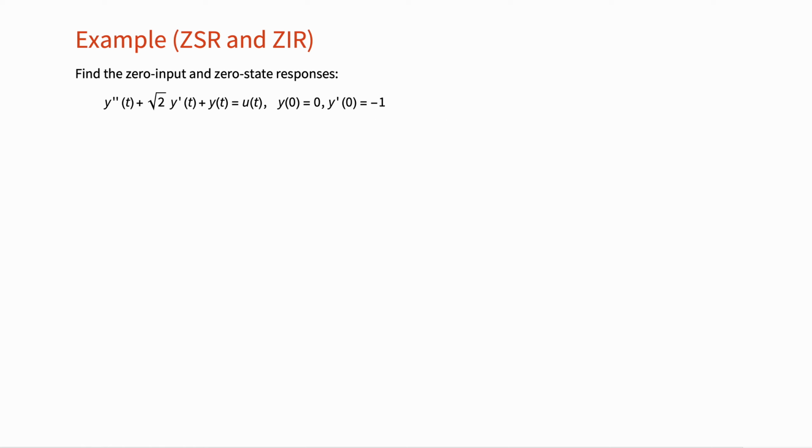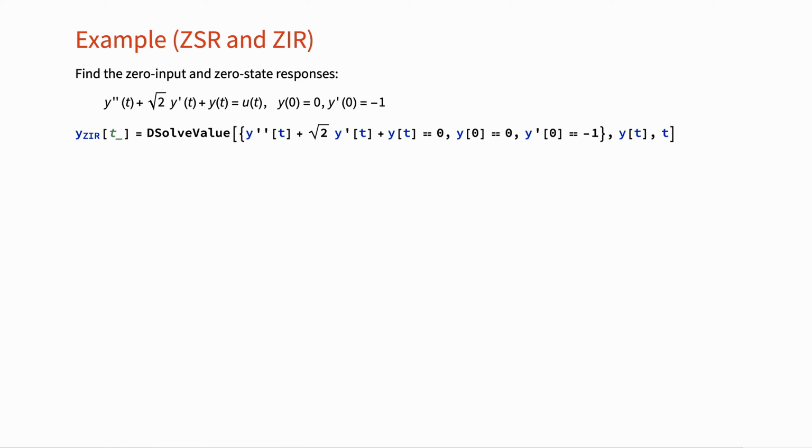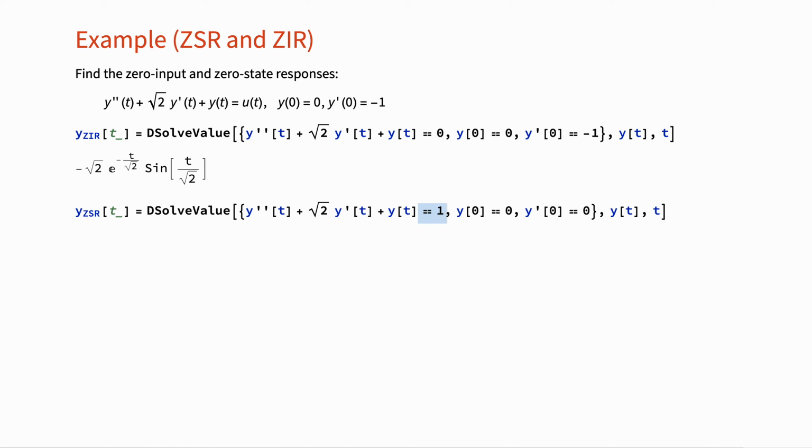Let's find the 0 input and 0 state responses of the system described by this differential equation. Using the Wolfram language for the 0 input response, that is 0 input, non-zero initial conditions, we get a sine function multiplied by a decaying exponential. And keeping the non-zero input and setting initial conditions to 0 gives the 0 state response of the system.